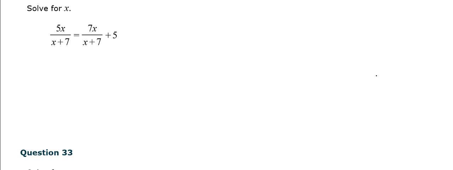Let's look at our next problem. Again, we have fractions in an equation. So we have 5x over x plus 7, and I'm going to put x plus 7 in parentheses, equaling 7x over x plus 7 plus 5. So our LCD in this problem is x plus 7. So we're going to multiply each term by x plus 7.